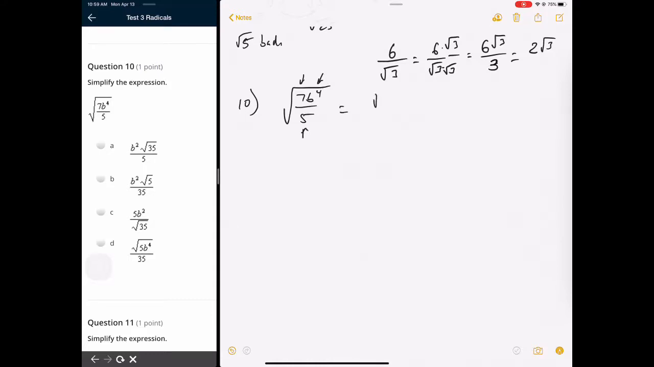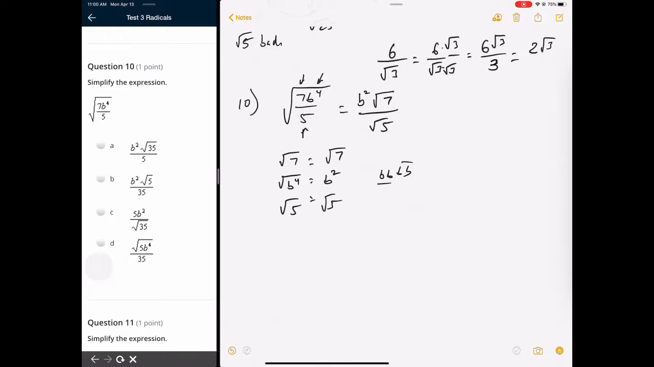So square root of 7, square root of b to the 4th, and square root of 5. It turns out we can't do square root of 7. That's still stuck there. Square root of b to the 4th, that's b squared, because I have 1, 2, 3, 4, 2 pairs. And square root of 5 is square root of 5, so we can't change it. So if I rewrite it, we have b squared square root of 7 over square root of 5.